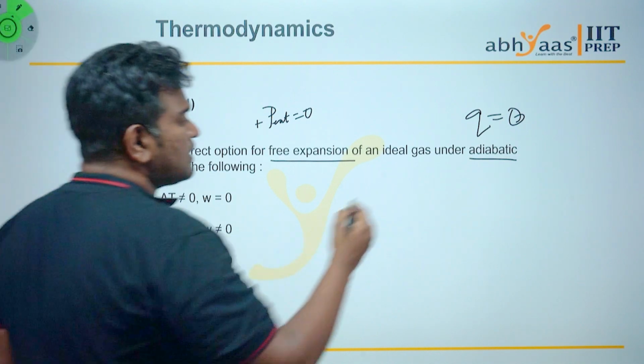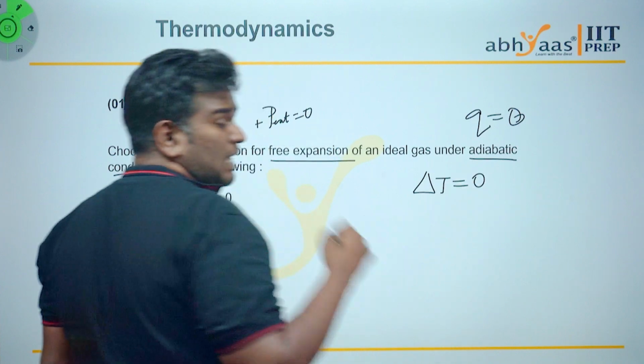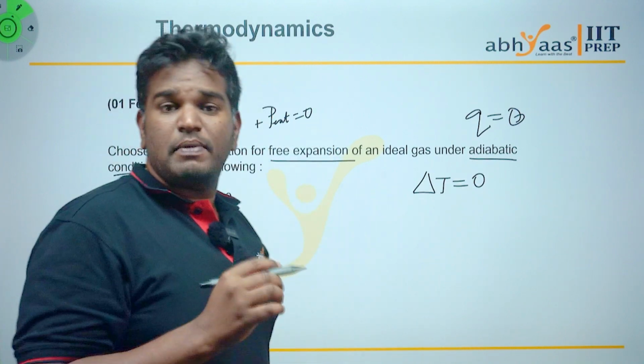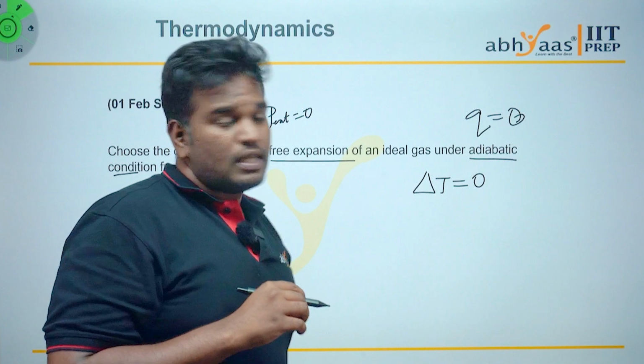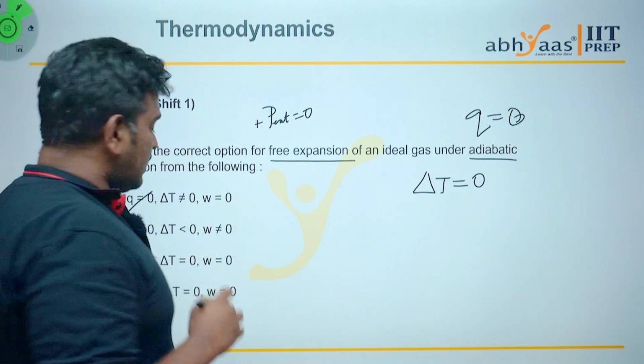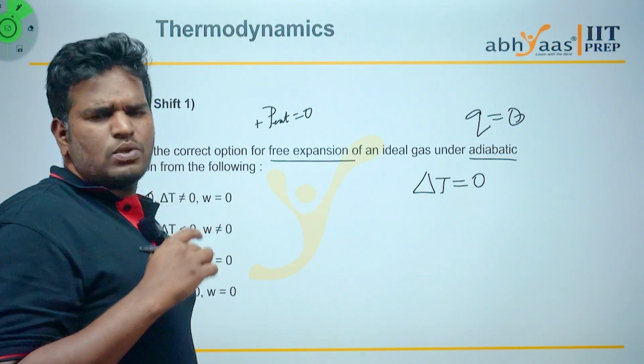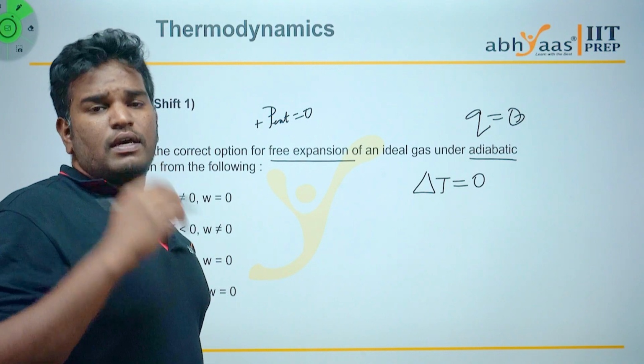And if Q is equal to 0, delta T will be equal to 0. That means it will be an isothermal process. There will be no change in temperature. So, we can understand delta T is also 0. And we have the third parameter. What is that? Work done. So, what will be work done? How can you know about work done?